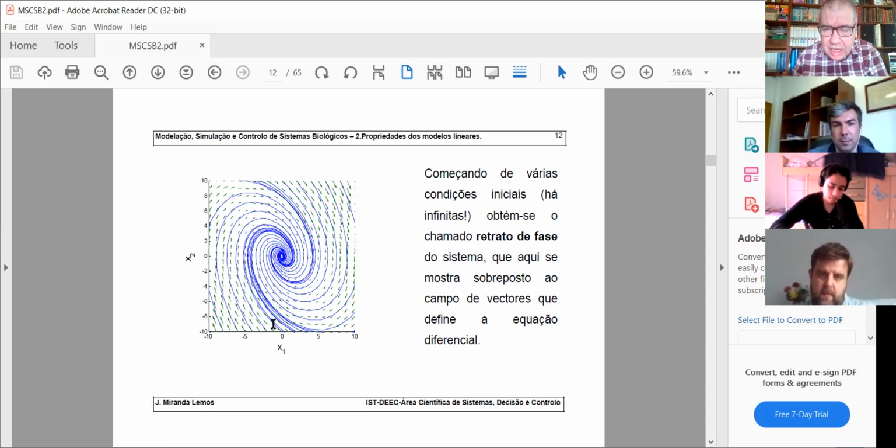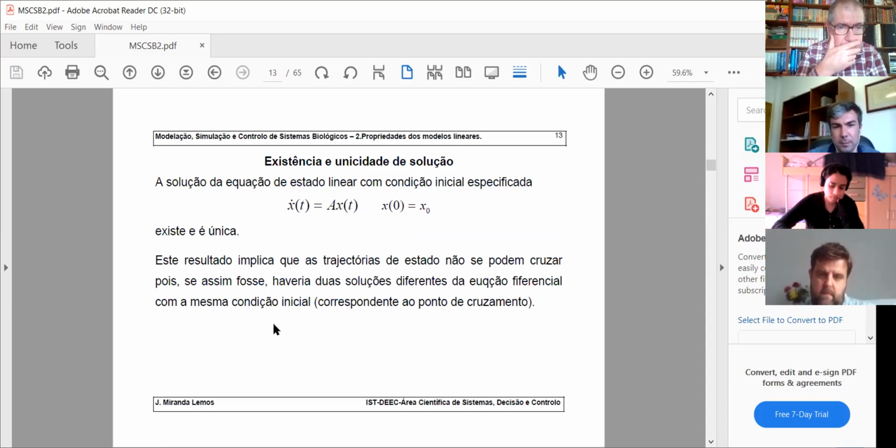Up to now, this is just a definition, and some notions. Remember that the solution that passes by some initial condition is unique. So these orbits never cross. Remember that.